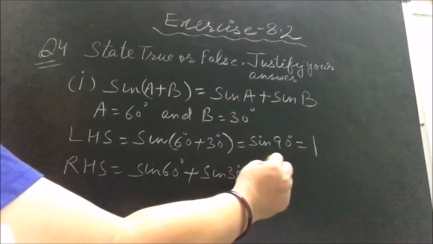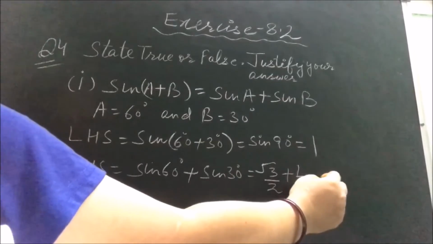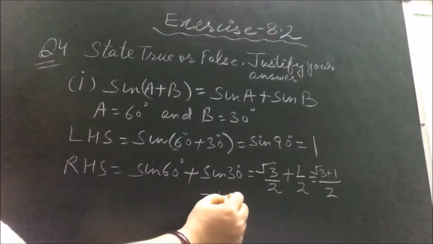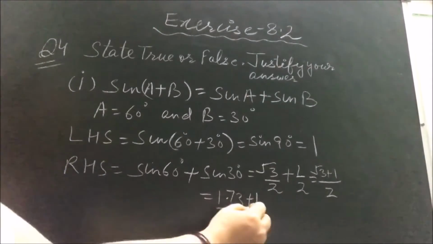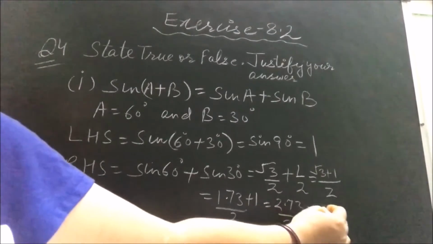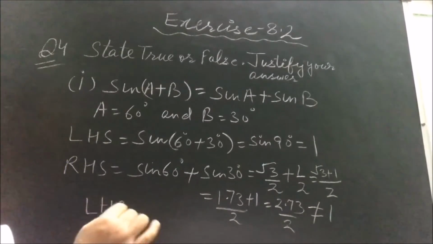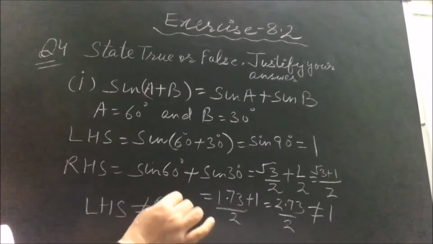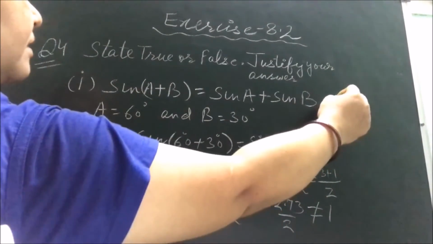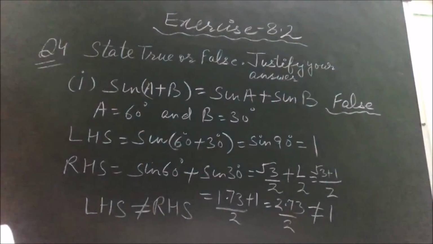Sine 60, the value of sine 60 is root 3 by 2 and sine 30 is 1 by 2. If we take the LCM, then it is root 3 plus 1, right? And the value of root 3 is 1.73 approx. So it will be 2.73 divided by 2. Clearly it is not equal to 1, right? So that means LHS is not equal to RHS. So this statement is false. You have to give the reason.